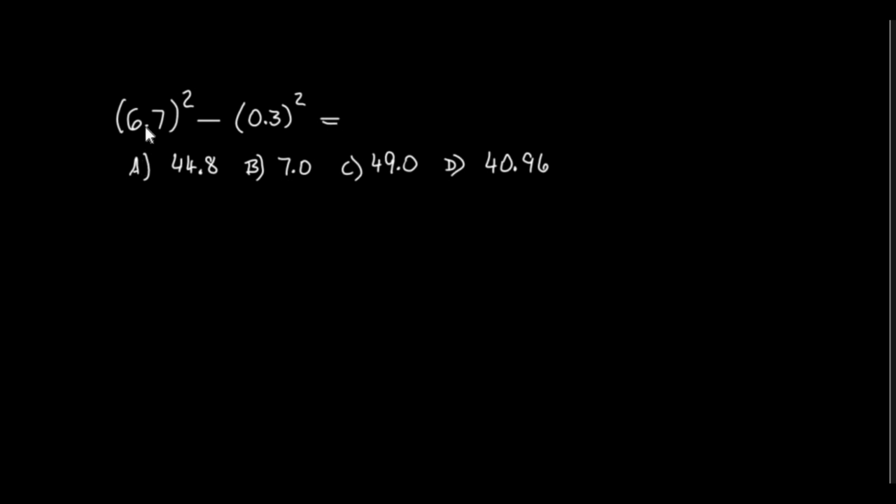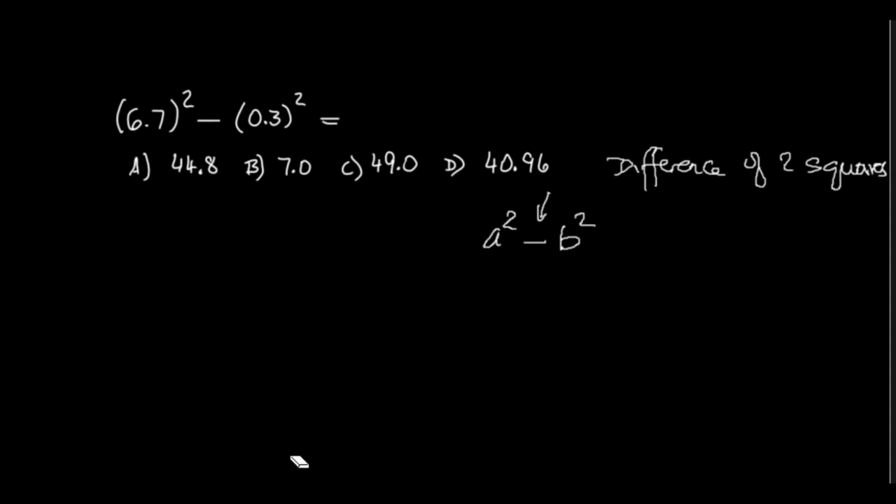So what we're going to do, we're going to basically look at a different method. 6.7 squared, we can actually utilize something called a difference of two squares. So 6.7 squared minus 0.3 squared. Look at this as a squared minus b squared. Now this is called the difference of two squares. Difference because we are subtracting, finding the result, and so the result is called the difference between two square numbers. Hence the term difference of two squares.